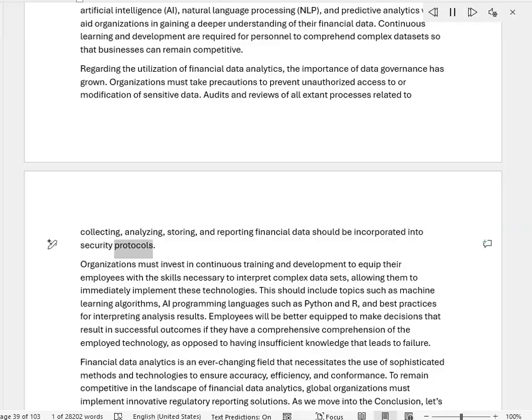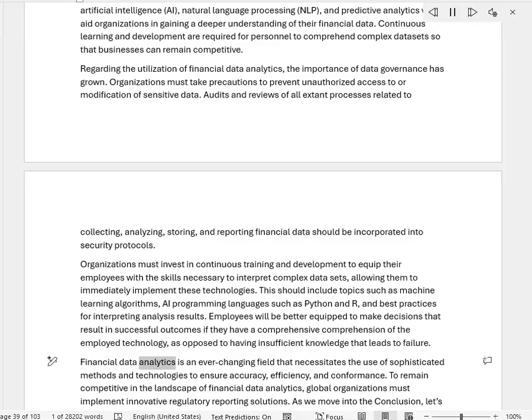Organizations must invest in continuous training and development to equip their employees with the skills necessary to interpret complex data sets, allowing them to immediately implement these technologies. This should include topics such as machine learning algorithms, AI programming languages such as Python and R, and best practices for interpreting analysis results. Employees will be better equipped to make decisions that result in successful outcomes if they have a comprehensive comprehension of the employed technology, as opposed to having insufficient knowledge that leads to failure.